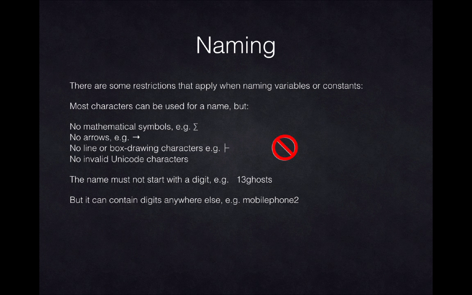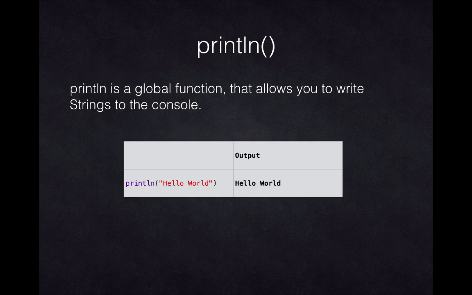A few things about naming. It is not allowed to use mathematical symbols, arrows, line or box drawing characters, or invalid Unicode characters. Further, the name must not start with a digit, but it can contain digits anywhere else.